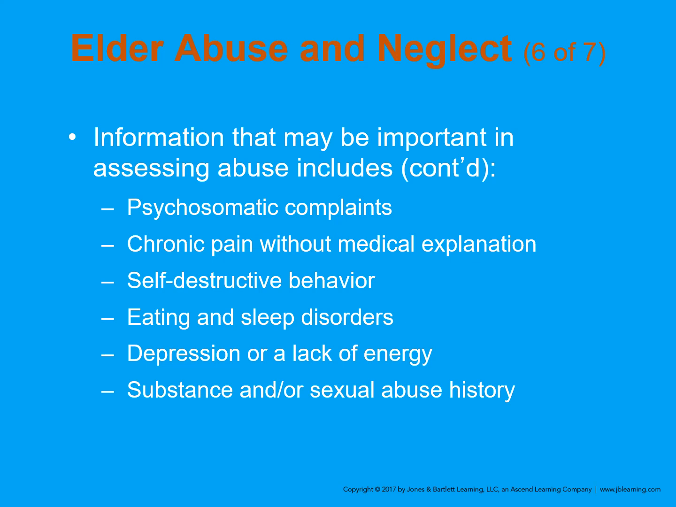So what are we going on? The fact that they just say, I always have pain, therefore we're assuming that is chronic pain? And the fact that they're 90 isn't explanation enough? So I'm not sure how helpful that is. Self-destructive behavior, I guess. Eating and sleep disorders, depression and lack of energy. Yeah, getting abused could absolutely cause you to get depressed. And substance or sexual abuse history. Not necessarily just because they were abused as a child means that they're going to be abused as a geriatric. So I'm certainly not in love with this list.